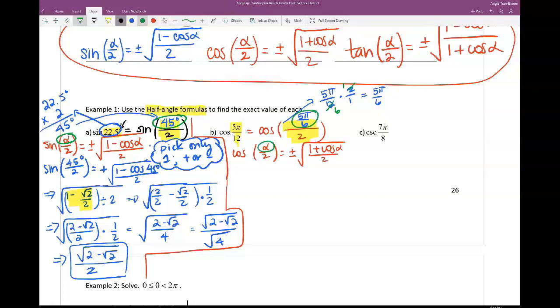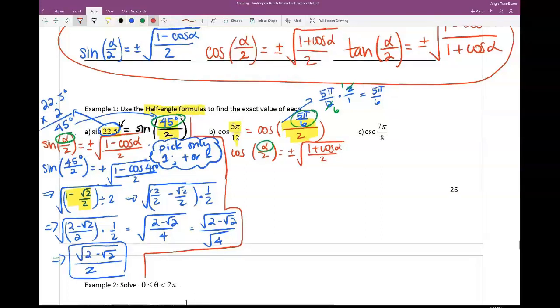The division of 2, it's already there, so they are exactly the same. So now I'm going to write cosine of 5 pi over 6 divided by 2, okay? The dividing by 2 is just letting me know that you're using half angle. Now you have to pick, okay? Pick positive or negative. Only one.